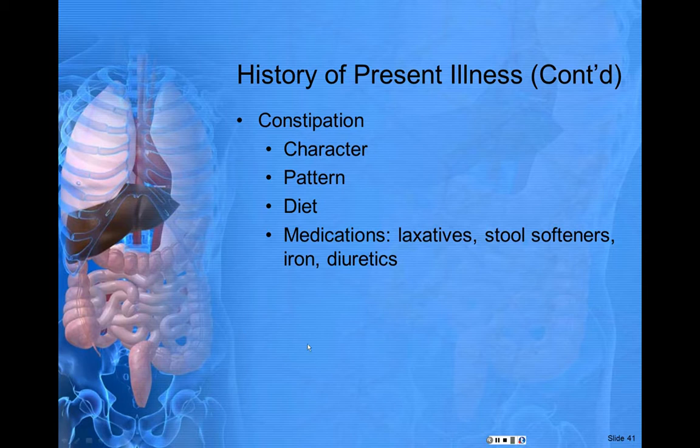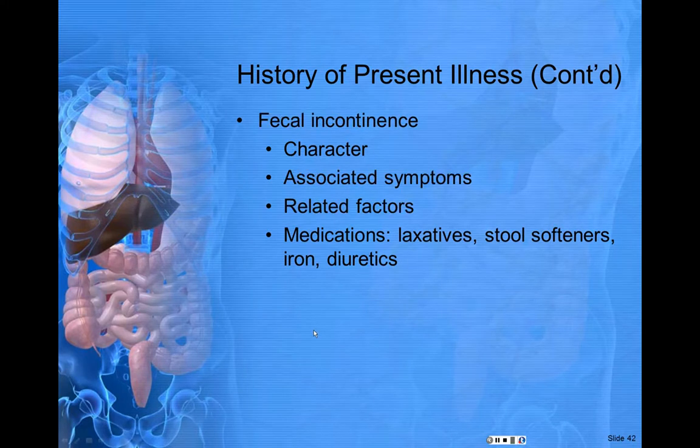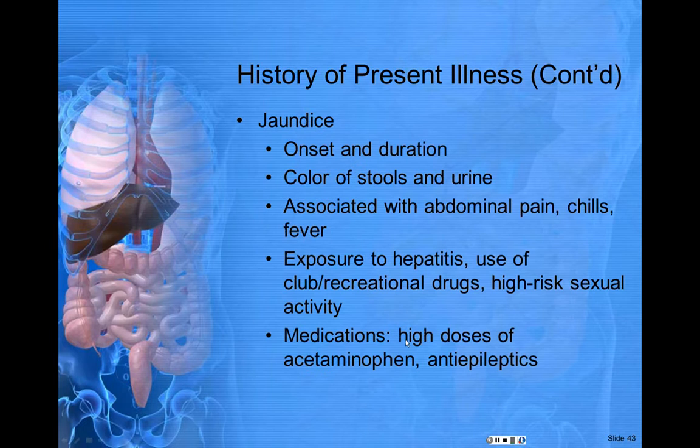Are they on irons? Are they on diuretics? If they're having any incontinence, we want to ask about the character and the associated symptoms, and again, medicines and any related factors. For jaundice, we would ask about onset and duration.